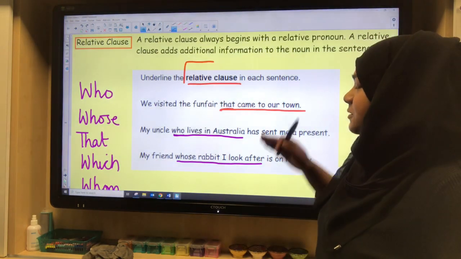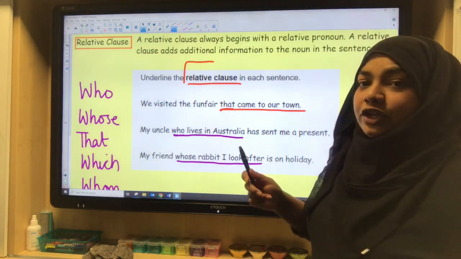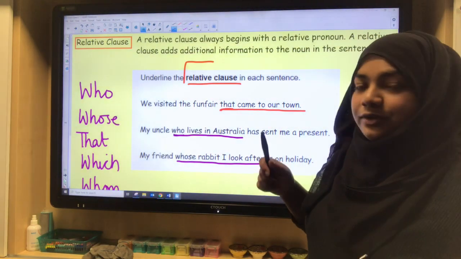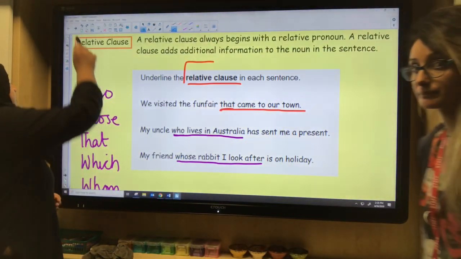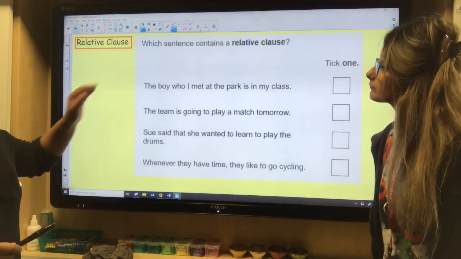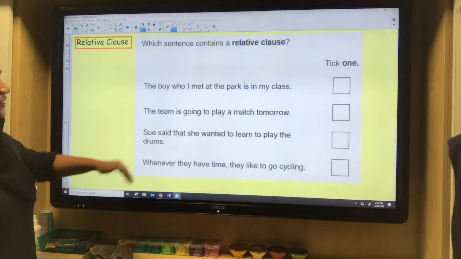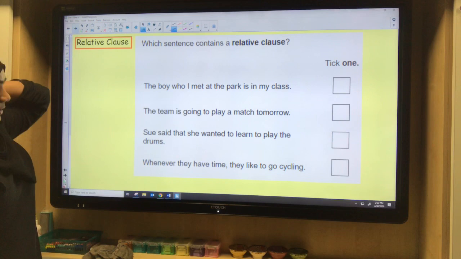So that's just us modelling one of the questions. We're now going to show you 2 other questions related to relative clauses. Please have a go, pause the video on each question, and give it a go, and we'll go through the answers. So question number 1, which sentence contains a relative clause? You've got four sentences here. So the boy who I met at the park is in my class.